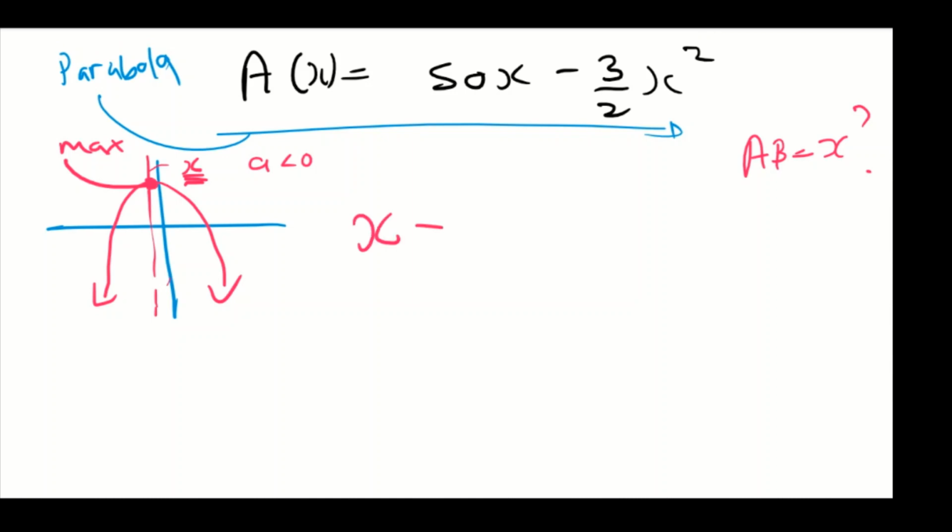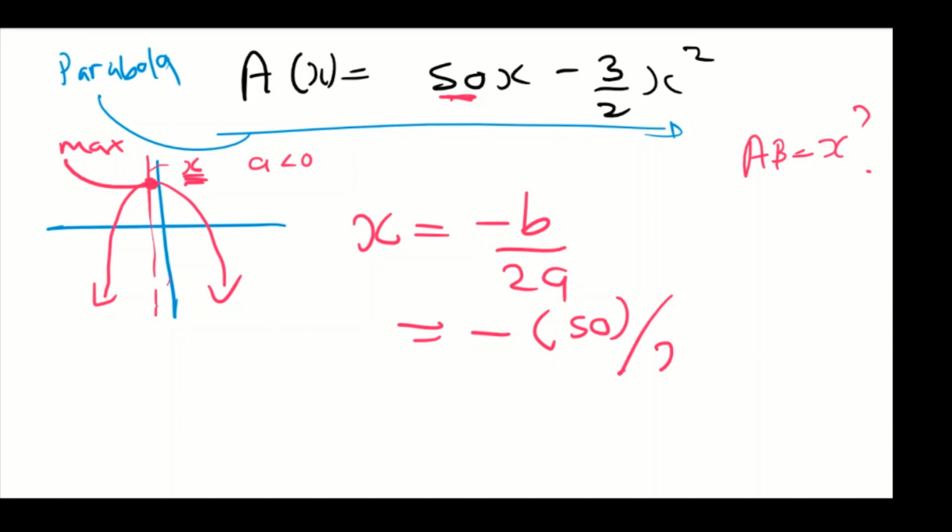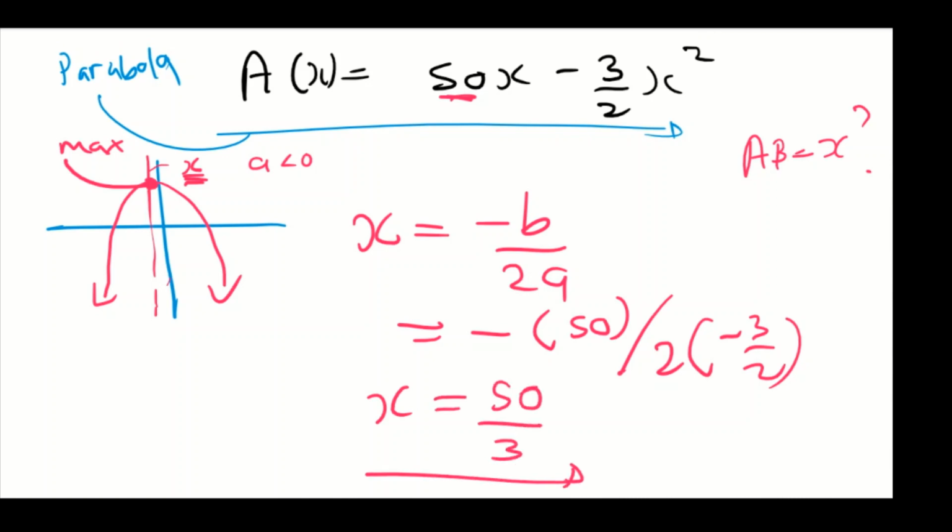You can simply say x is equal to minus b over 2a, where our b in this case is 50. So you substitute 50, divided by 2 times our a, which is minus 3 over 2. Your x value, you should get 50 over 3. So this is the x value, which will tell you the maximum point of the graph.